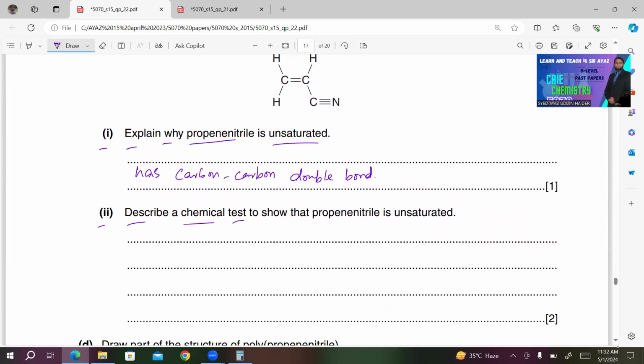Number 2, describe a chemical test to show the propene nitrile is unsaturated. It's bromine water. So you write add bromine water, which goes from red to colorless. Now for the color, you can either write other colors like red, brown. They are also accepting red, brown color. You can even write orange for this.